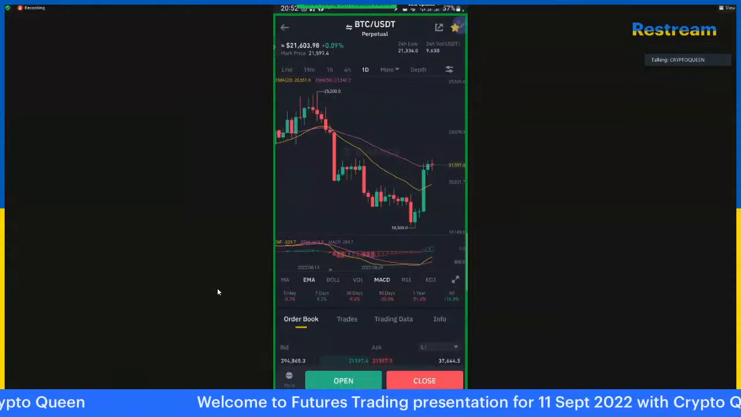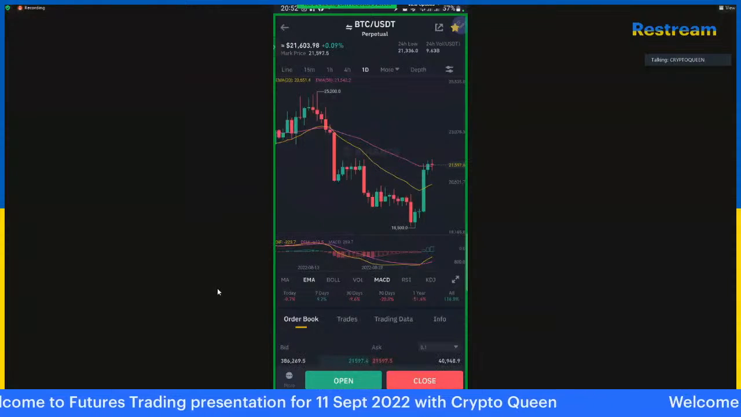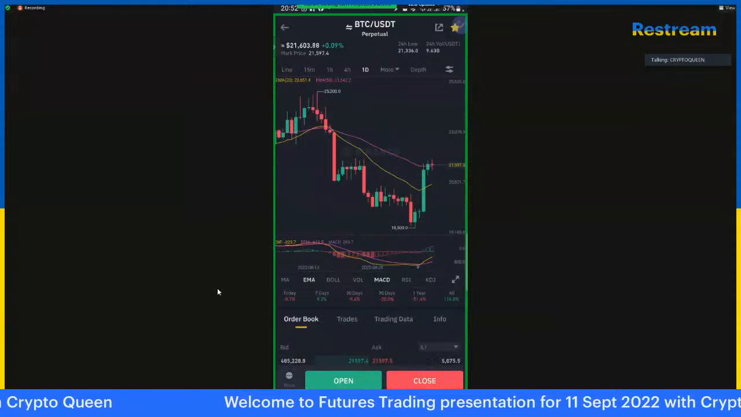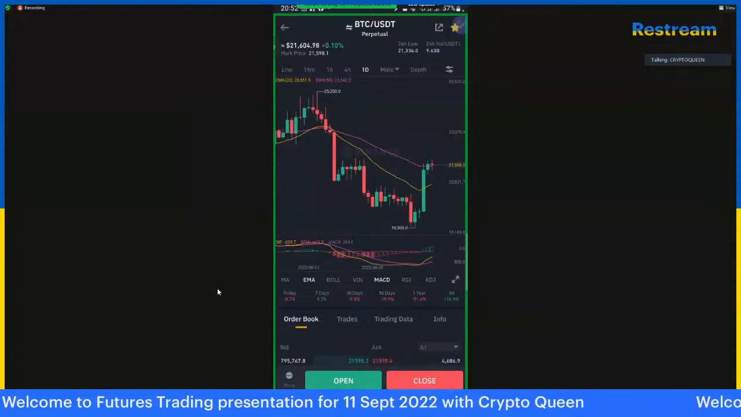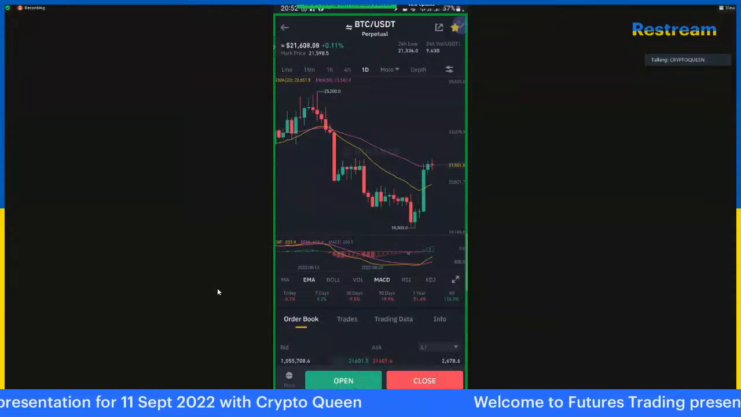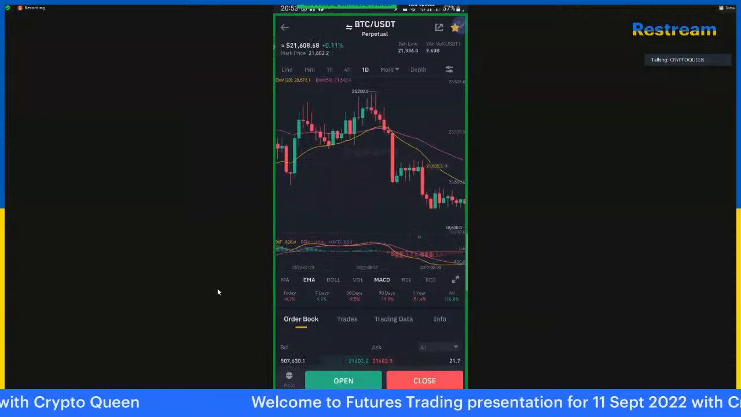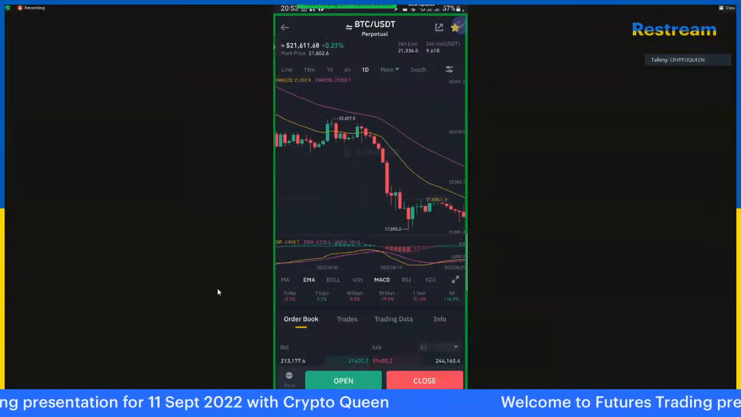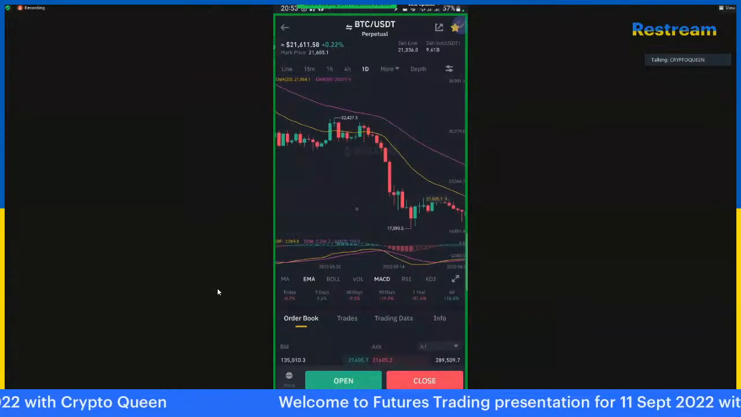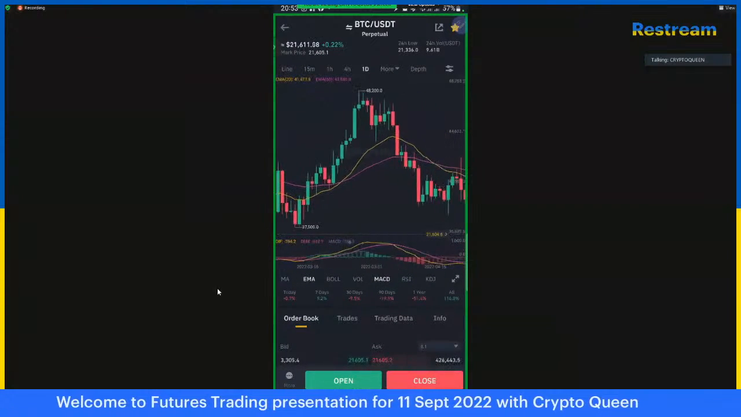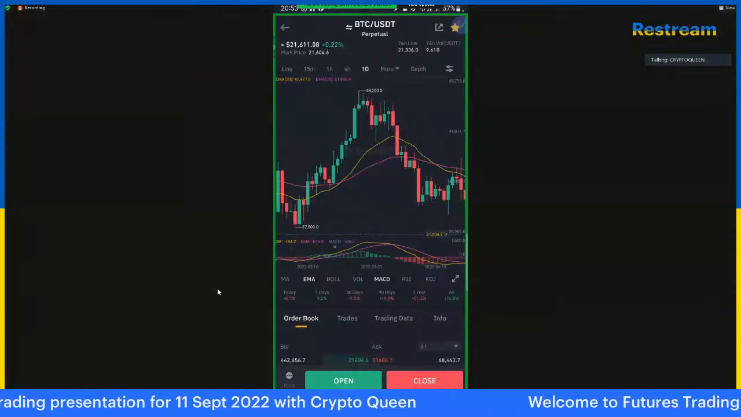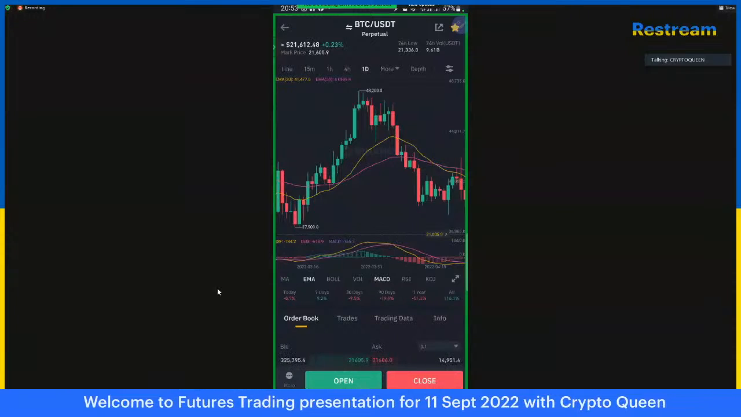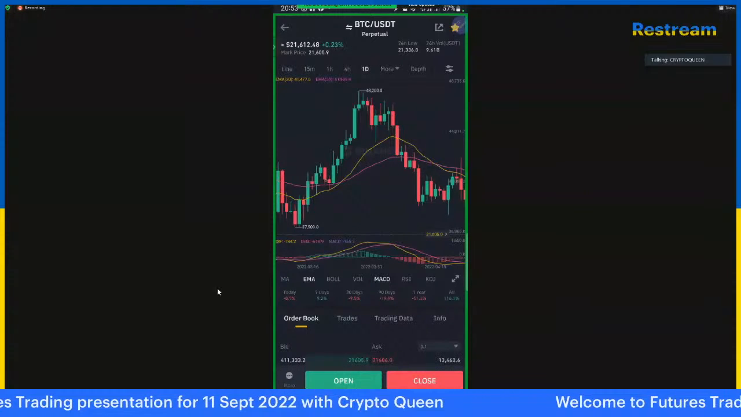Whenever the MACD line crosses the signal line, it sends a bullish signal. Whenever the MACD line crosses below, let's see what happens. Look at this: whenever it crosses the signal line and goes above the histogram, it's a pure bullish trend. It's trading within the bullish zone.